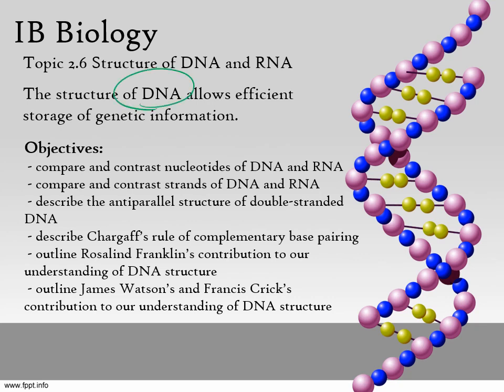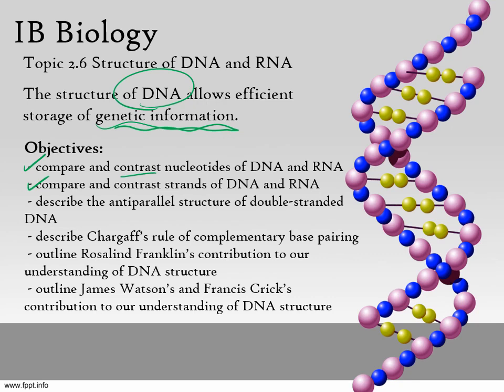We know that the structure of DNA, these sequences of nucleotides, allows for the efficient storage of genetic information. When we get to our unit on genetics, we will talk about how we can use these sequences to code for some messenger RNA, to code for some proteins. Super important. We accomplished our objectives. We compared and contrasted the nucleotides of DNA and RNA. Both of them have phosphates and sugars and nitrogenous bases, but those nitrogenous bases are different and the sugars are different. We looked at the strands of DNA and RNA.